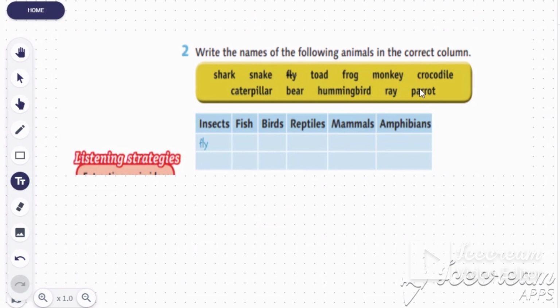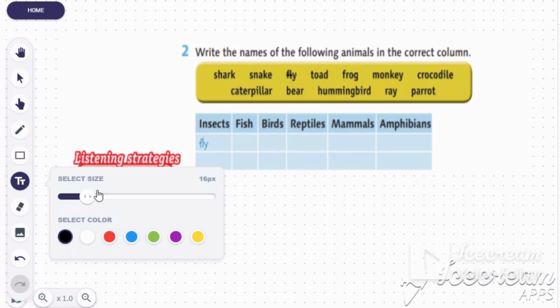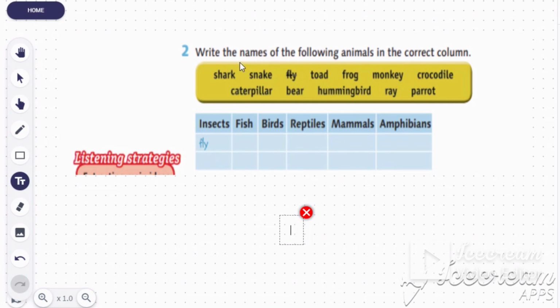They've answered one for you. Insects: fly, الذبابة تعتبر من الحشرات. Good. Now, shark. It belongs to fish. Here we will write shark. Snake, أفعى. First we will say the meanings of these words. Insects, حشرات. Fish, أسماك. Birds, طيور. Reptiles, الزواحف. Mammals, الثدييات. Amphibians, البرمائيات. Write the Arabic meaning above each column. Let's repeat: insects, fish, birds, reptiles, mammals, amphibians.